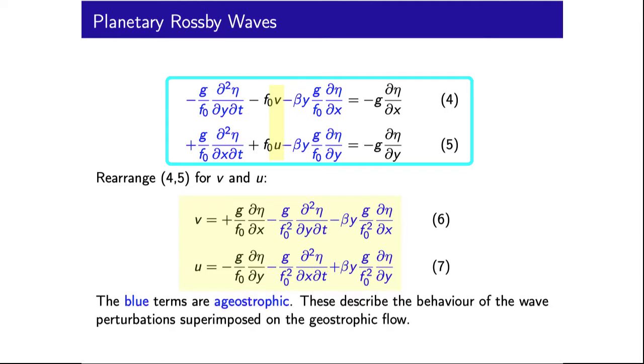Again, the blue terms here are small, and we refer to these as the ageostrophic velocities. These describe the behavior of the small amplitude wave perturbations that are superimposed on top of the balanced geostrophic flow, which you should recognize here in black.